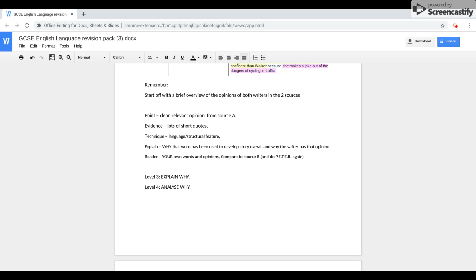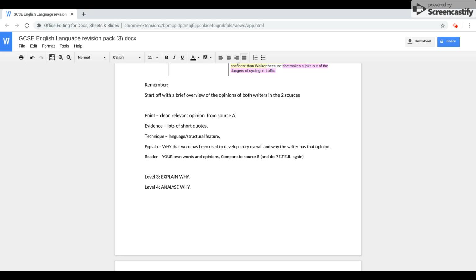How to answer this question. Start off with a brief overview of both writers' opinions in the sources. What are the sources about? How does the writer feel about it? Then you can go into your point evidence technique, explain reader paragraphs, your Peter paragraphs, and compare.